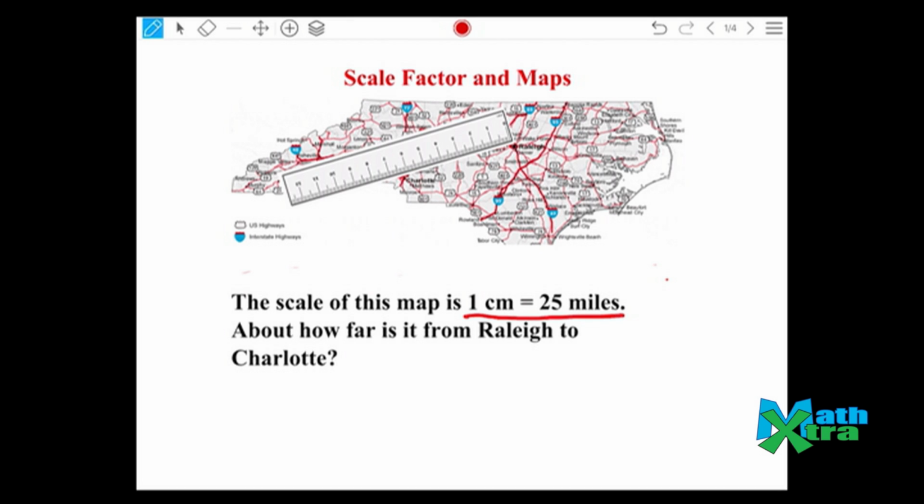And if we want to know how far it is from Raleigh to Charlotte, because one of these days we'll be able to travel again, it's 1, 2, 3, 4, 5, just about 6 centimeters. Now every centimeter is 25 miles. So that's 25 miles, 25 miles, 25 miles, 25, 25, and 25.